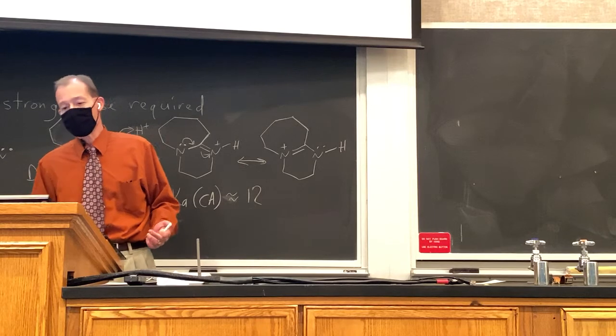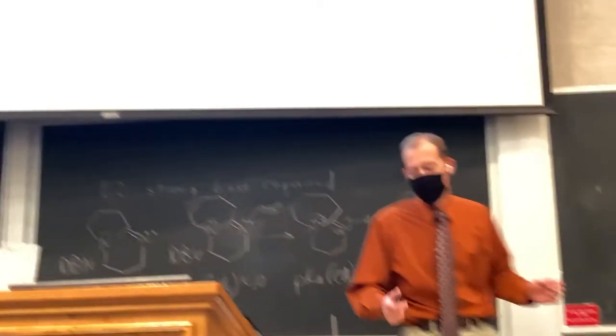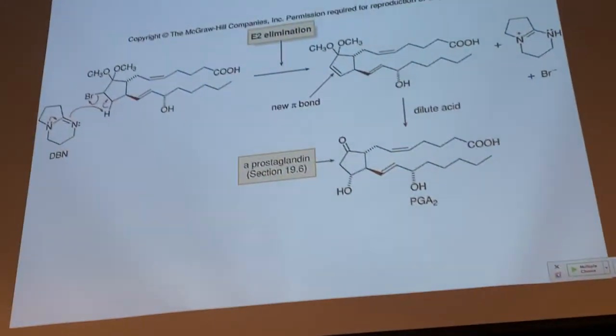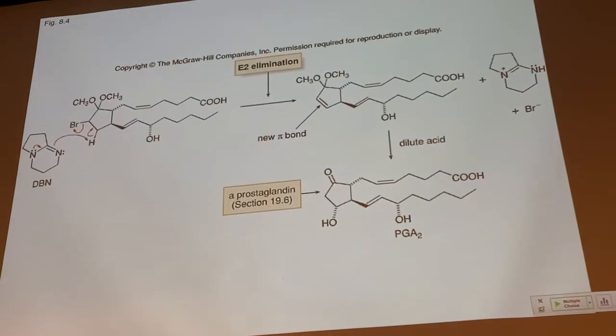So the book shows us an example of an E2 reaction involving DBN. And you see they protonated on the sp2 nitrogen. You'll see that they drew a curved arrow from the lone pair on the sp3 nitrogen so that when they drew the conjugate acid, they ended up with the resonance structure that I drew on the right as opposed to the resonance structure that I drew on the left.